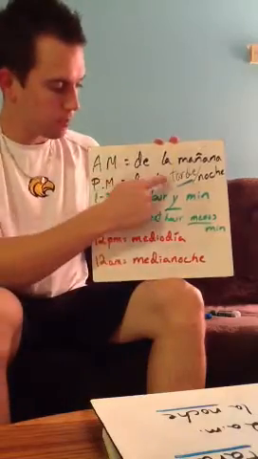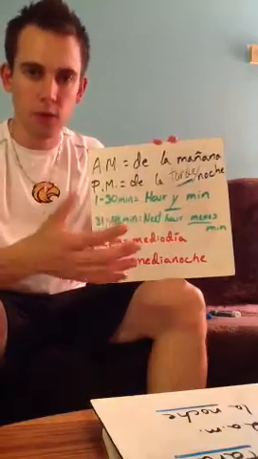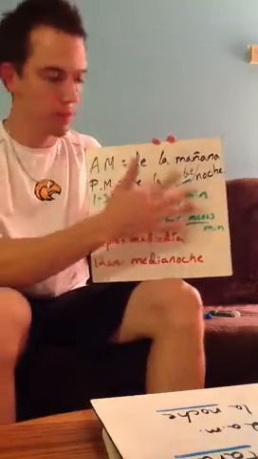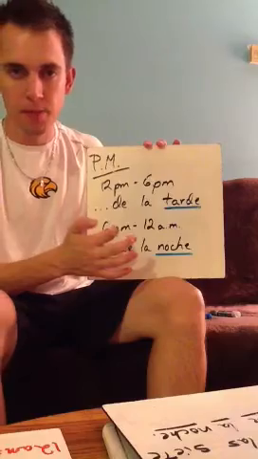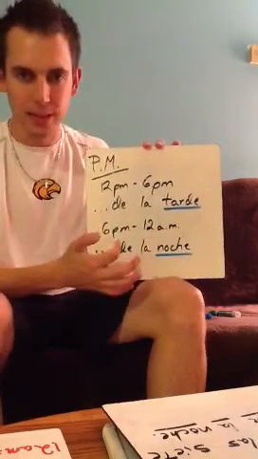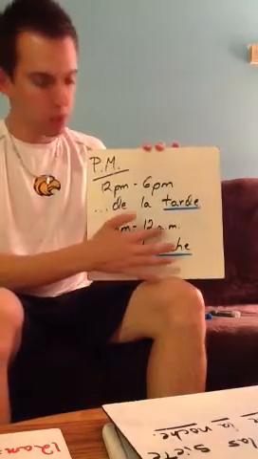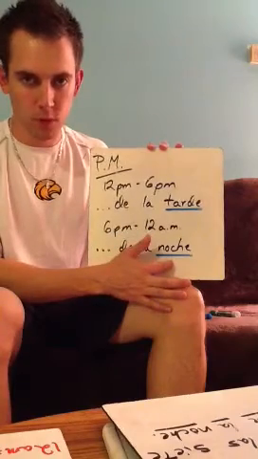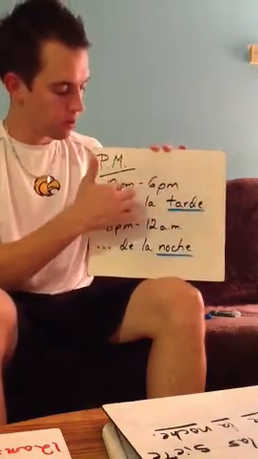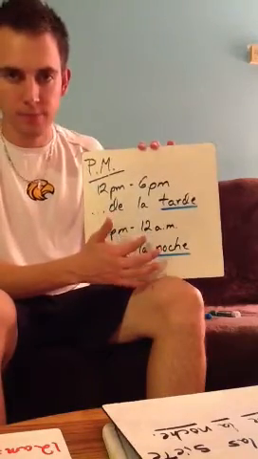Now, back to this PM, tarde and noche. Kind of like how we said buenas tardes for good afternoon and buenas noches for good night. We have the same thing for time. Okay? Now, PM, 12 p.m. to 6 p.m., we're going to use de la tarde. Okay? De la tarde. 6 p.m. to 12 a.m., we're going to use de la noche. Okay? Tarde, afternoon, 12 to 6. Noche, 6 to 12 a.m.